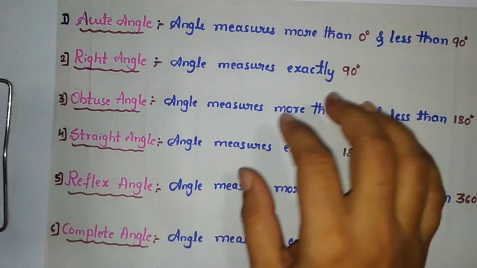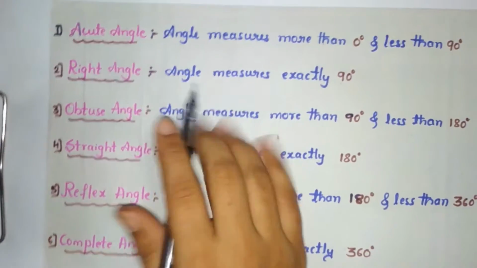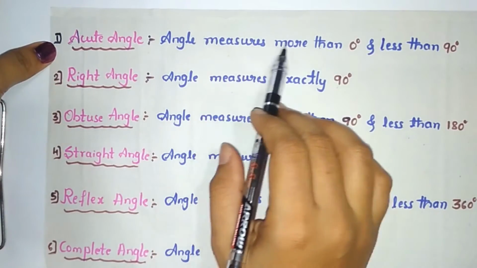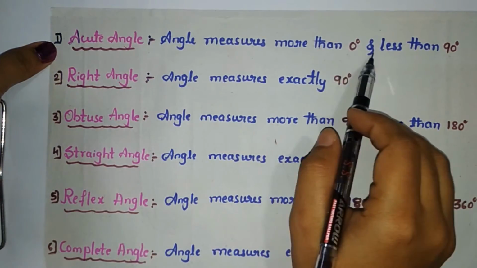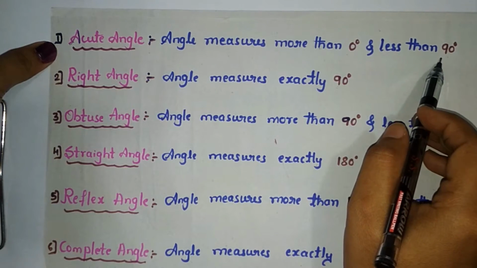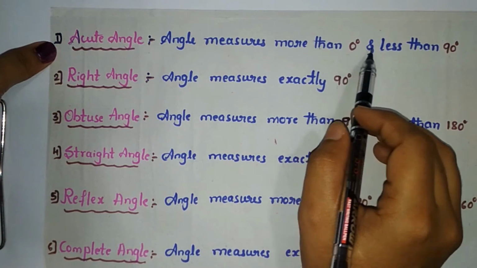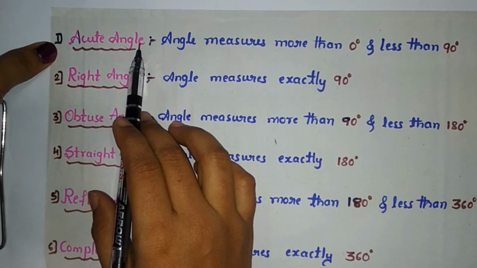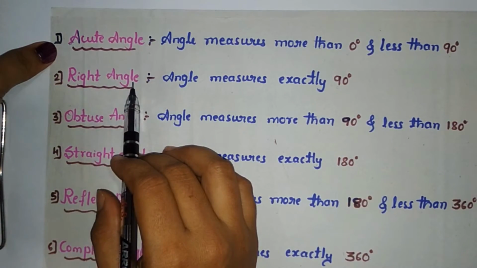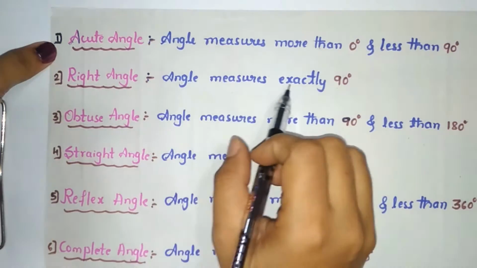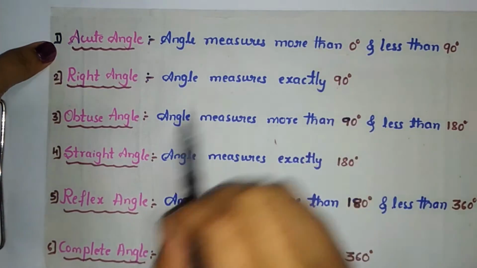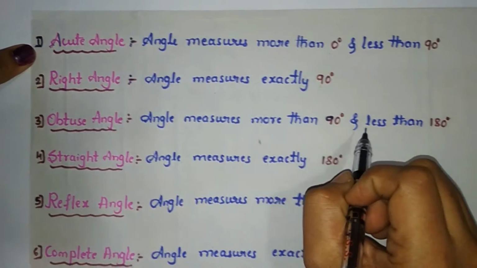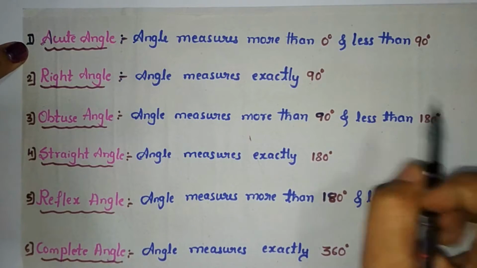First of all, we are going to study the acute angle. What is an acute angle? An acute angle is an angle that measures more than 0 degree and less than 90 degree. Whichever angle measures more than 0 and less than 90 degree is called an acute angle. And right angle. A right angle is an angle that measures exactly 90 degree. And obtuse angle, an angle that measures more than 90 degree but less than 180 degree.